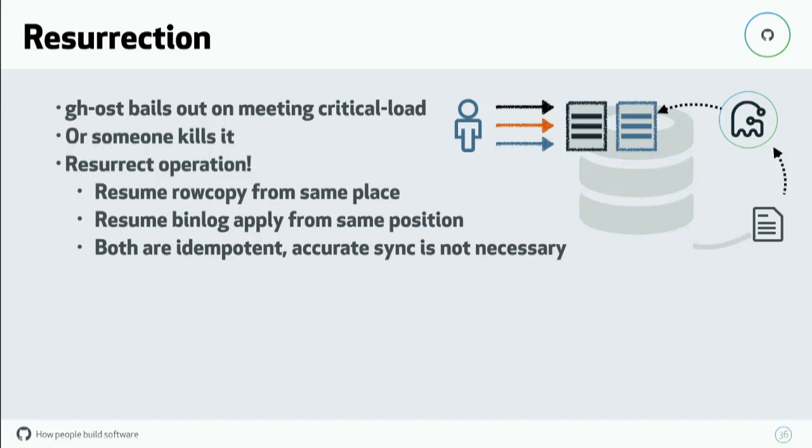So Ghost, if it hits critical load, or someone says, hey, look, I throttled the migration, but I still think something is bad, Ghost is doing something wrong, and you just say panic, it will kill itself, and then it would have to start over. But if we keep track of where Ghost was in the row copy and where Ghost was in the binary log, then we should just be able to resume that.